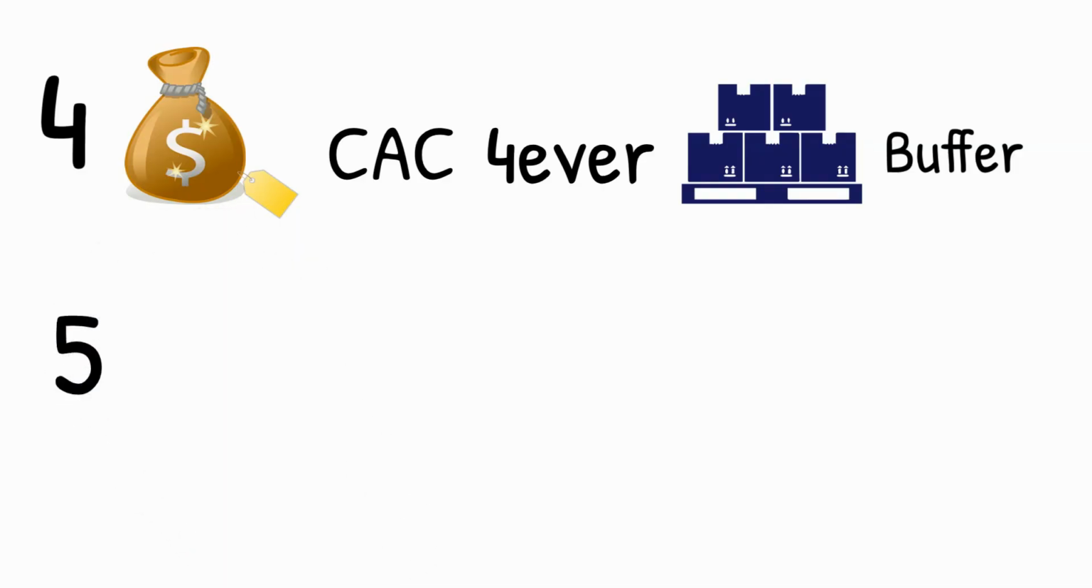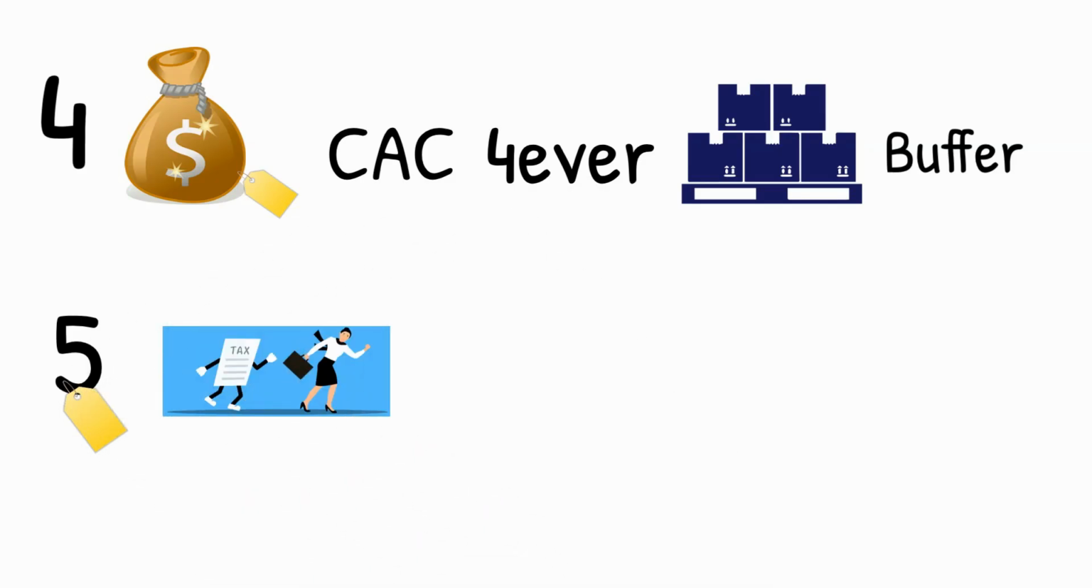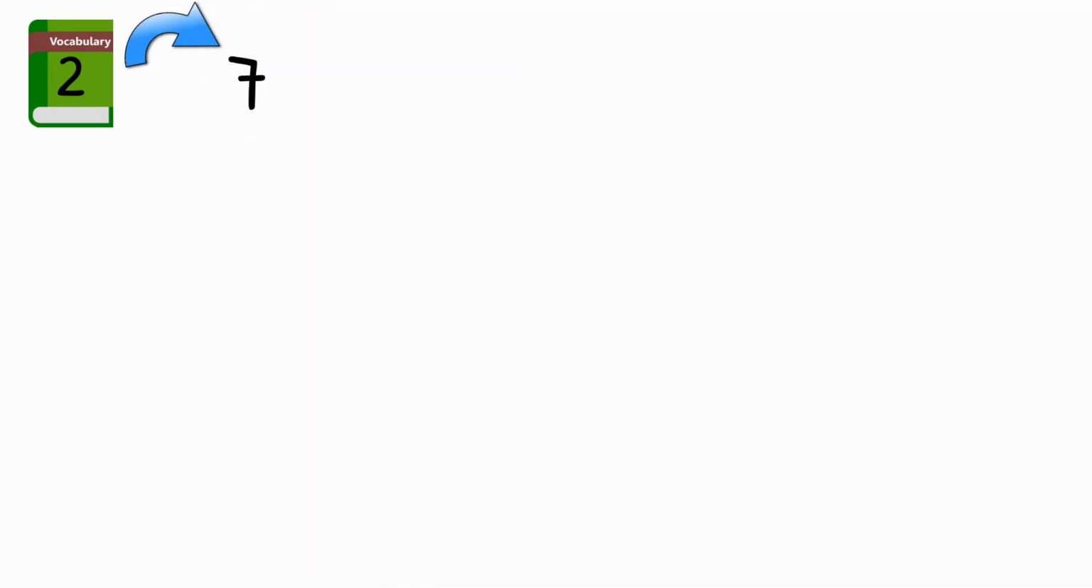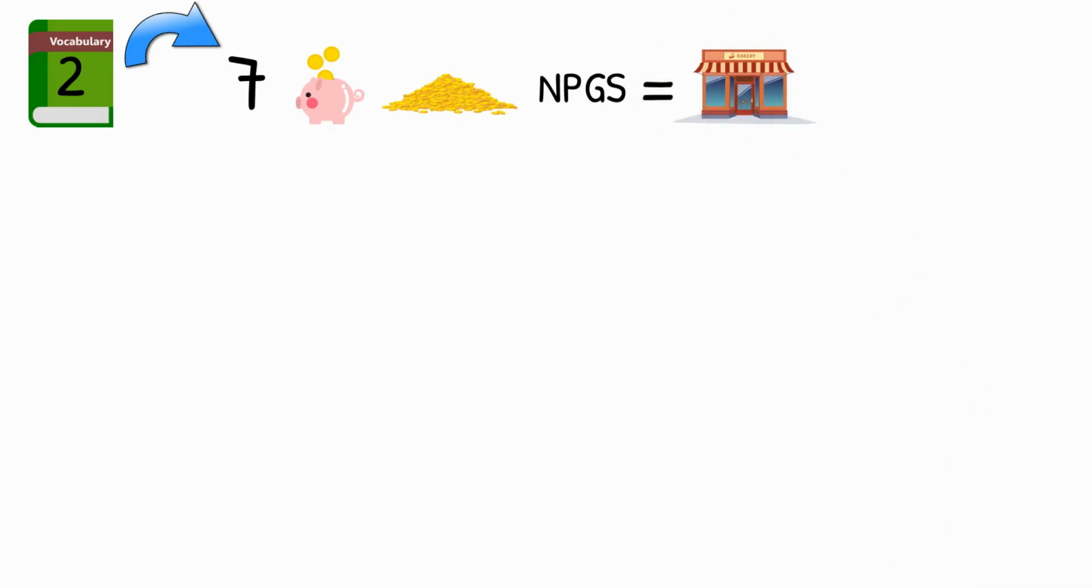The fifth is cost of taxes, or COT. It includes property taxes on your buildings, income taxes, and all other types of taxes. The remaining 7 terms are the types of profit in an NPGS business, as Ben calls it, which, I remind you, stands for Net Profit Generation System. In fact, every time I say business in this video, I mean an NPGS business. Alright, back to our 7 terms.